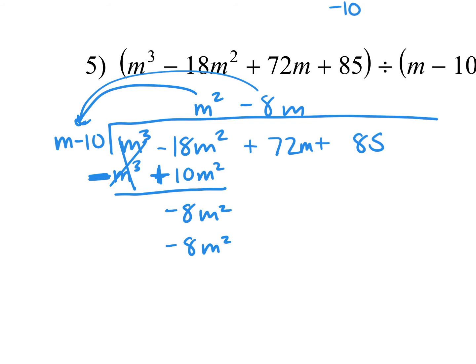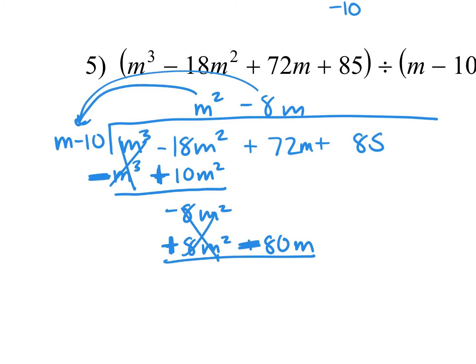When you're dividing, like in the beginning, it's just the m. But when you multiply, you have to do it to both the m and the number. So negative 8m times negative 10 would be positive 80m. And then what do we do after we multiply? Change the signs.